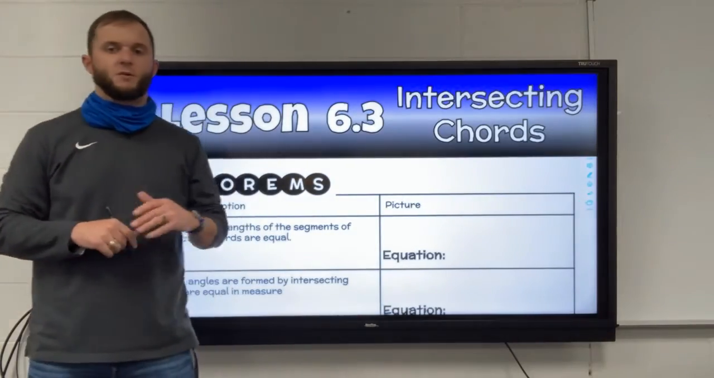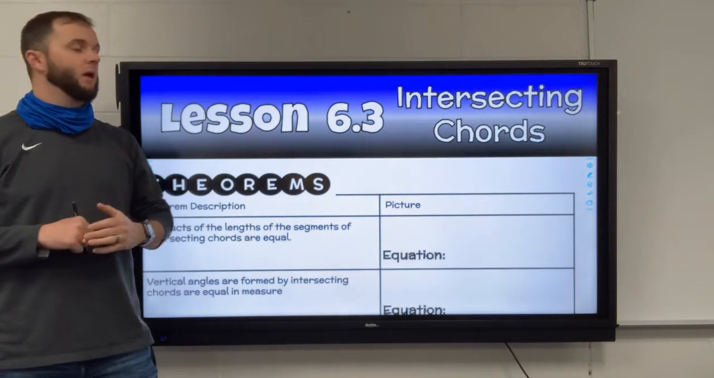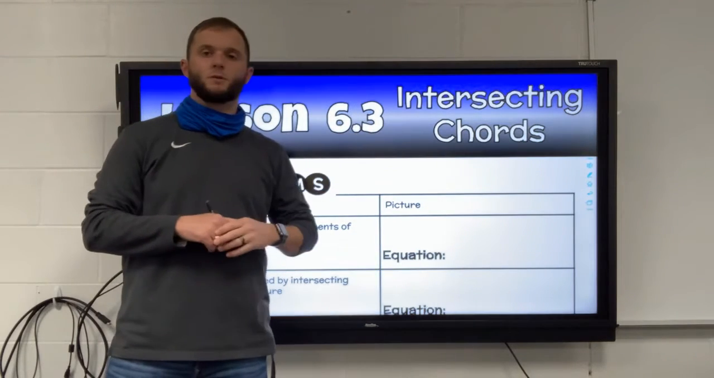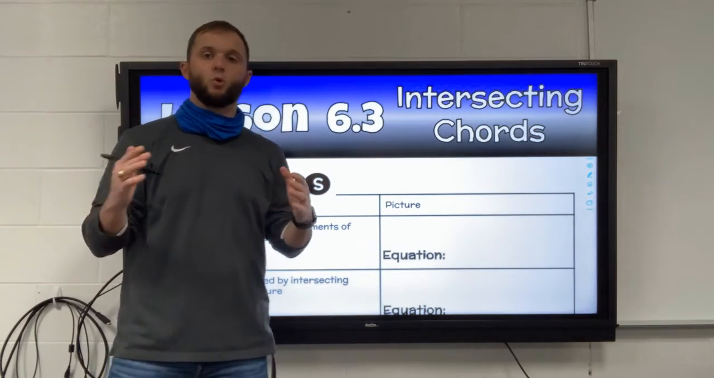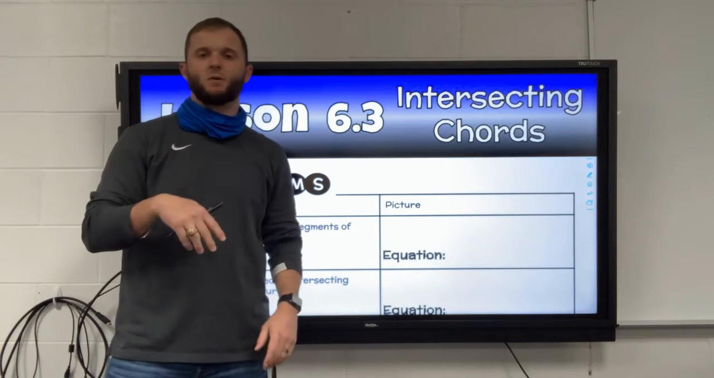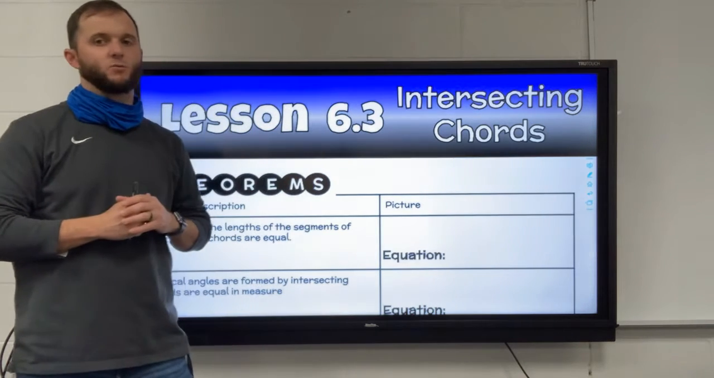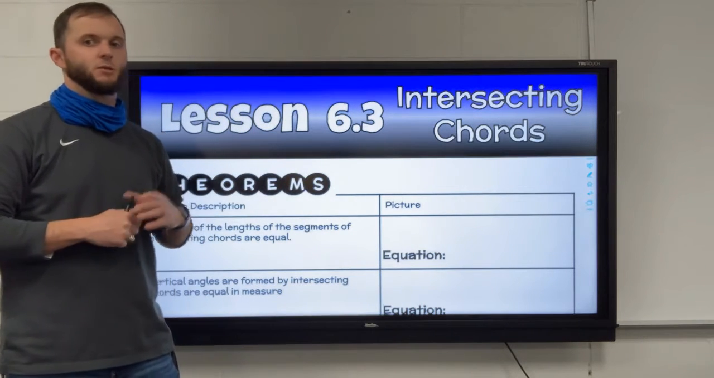Geometry. So for today, we're moving on to 6.3, and we're going to be talking about intersecting chords. So basically what happens whenever two chords intersect each other inside of a circle, and the math that is required to work some of those problems. So let's jump into it.